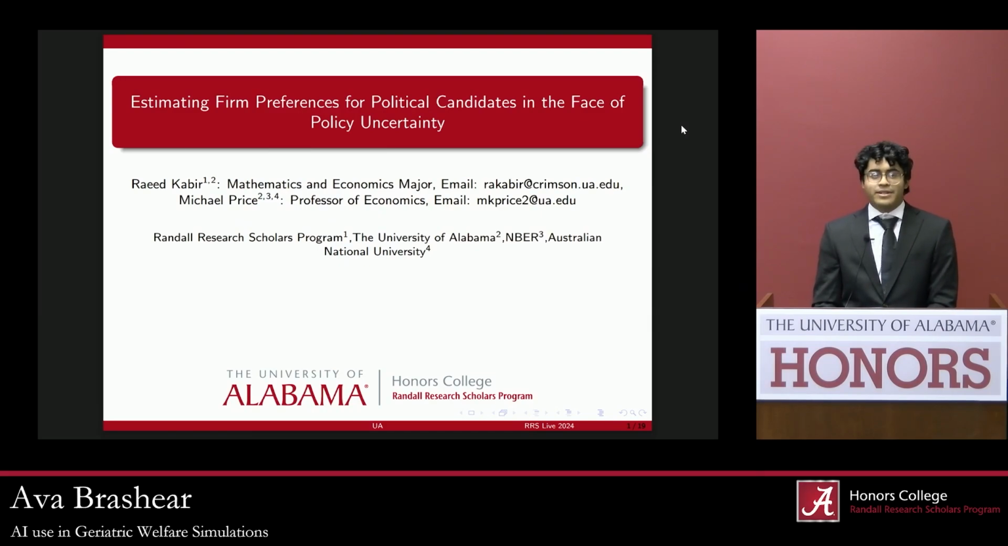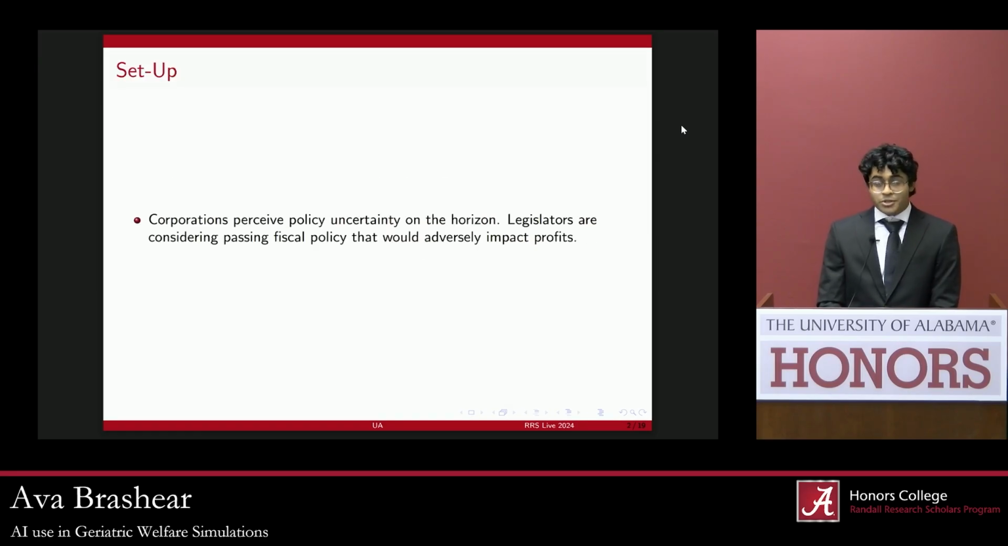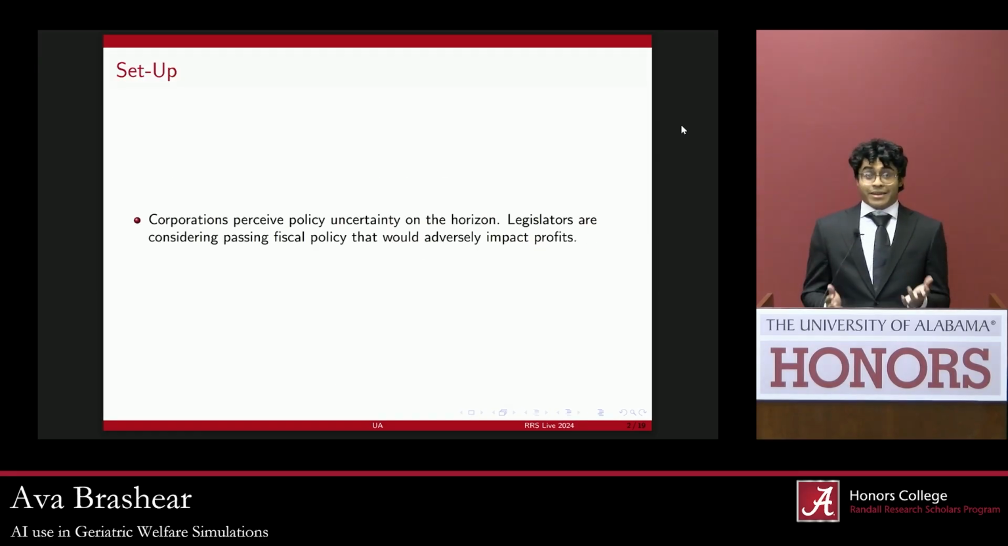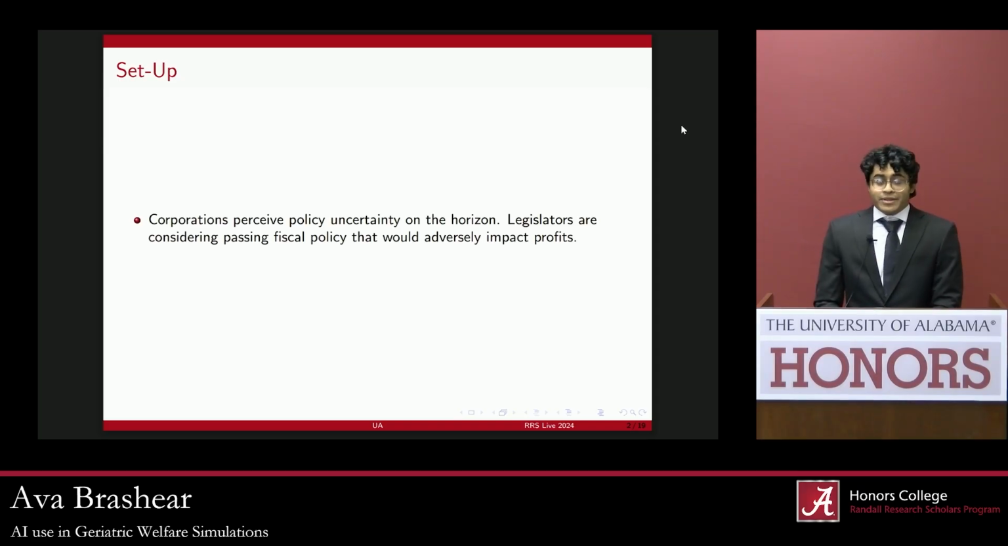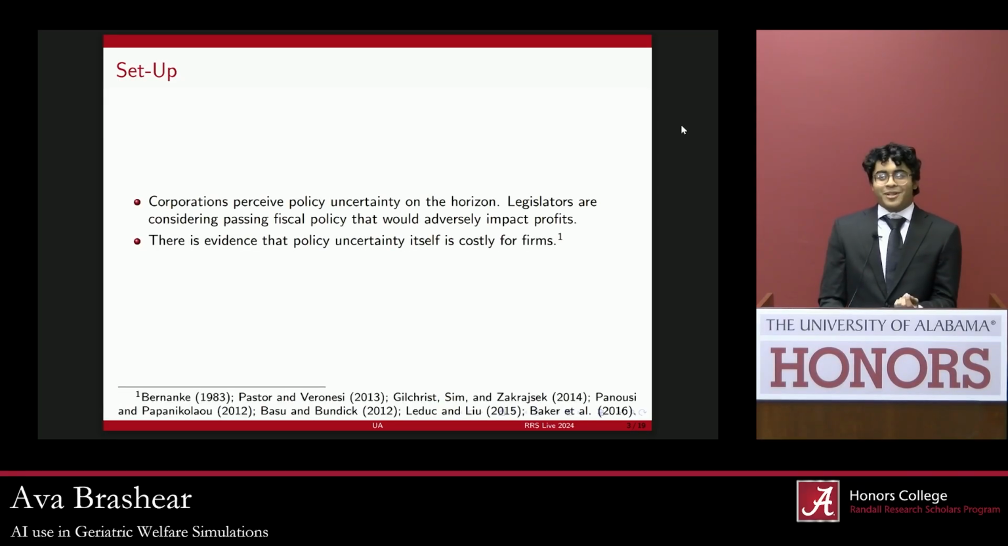I'm a math and economics student here at UA, and I'm excited to present some work joint with Michael Price in the economics department. I want you to first imagine a corporation like Amazon is perceiving policy uncertainty on the horizon. Maybe in Congress there's this bill on regulations that might hurt business operations. Maybe there's a tax cut. Who knows? But empirical evidence shows that policy uncertainty itself is costly to firms.